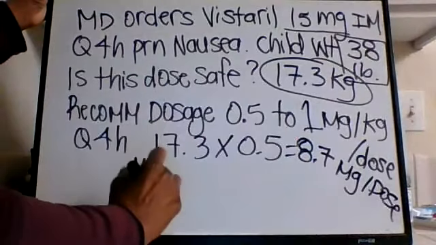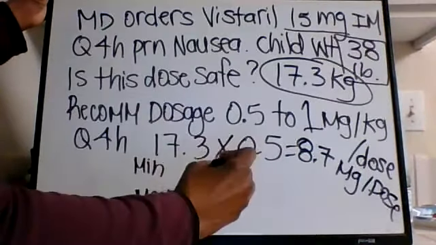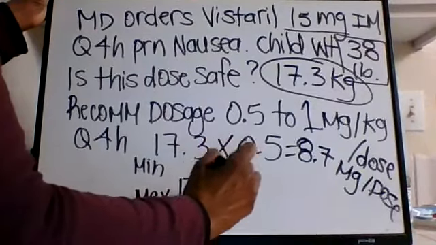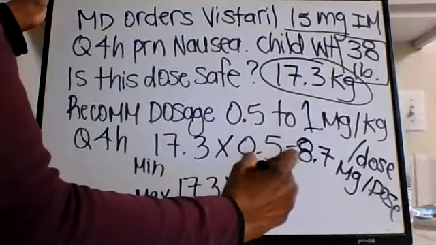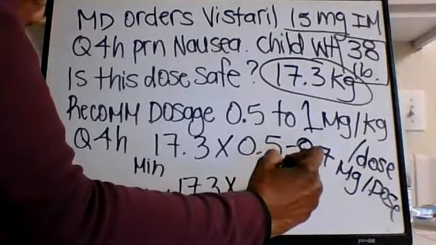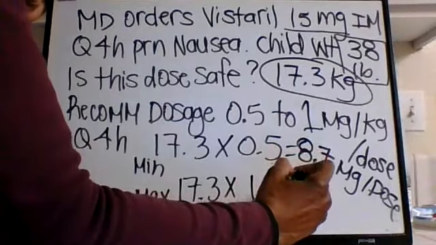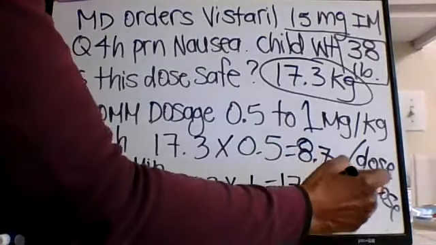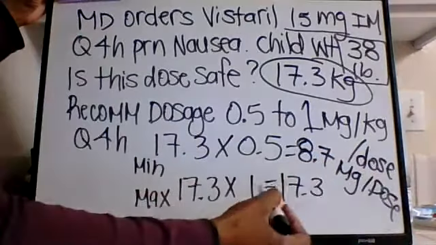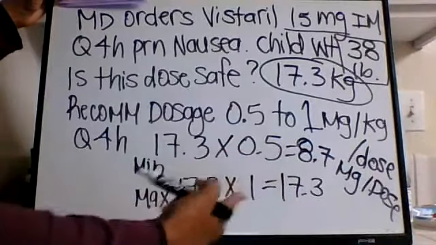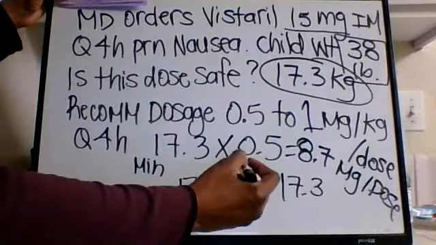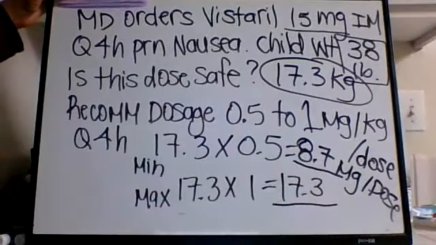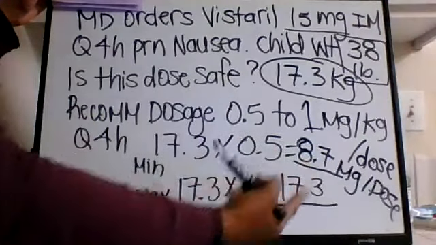The maximum dosage range is, so now we take that same child's weight, times it by the 1, right? The 1 milligram. And of course, that gives us 17.3 per milligram per dosage, okay? So now our safe dosage range is 8.7 to 17.3. That's our safe dosage range, okay?